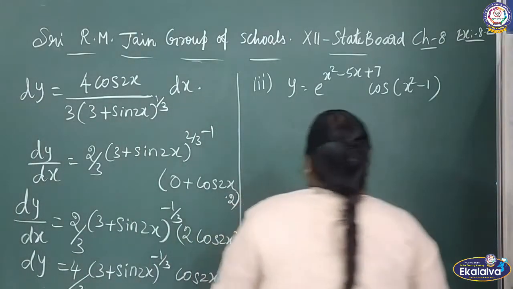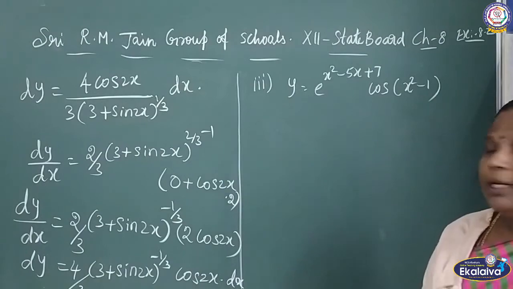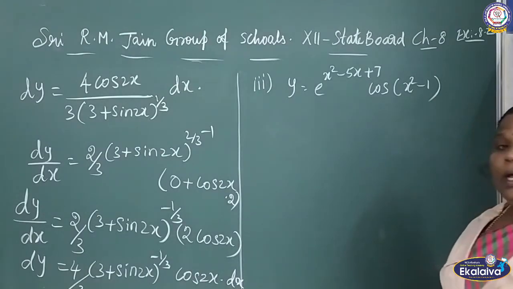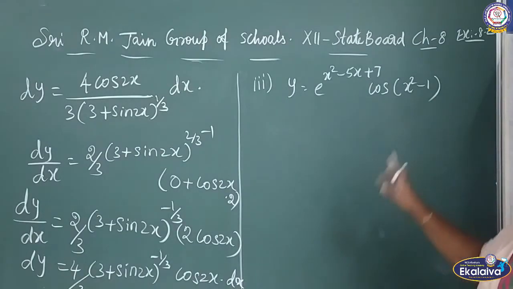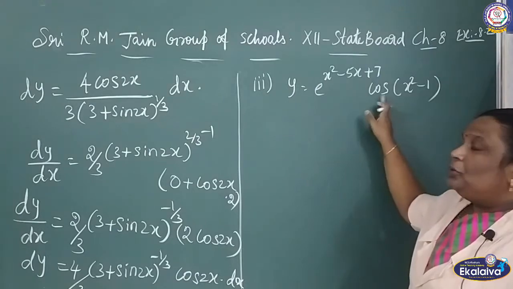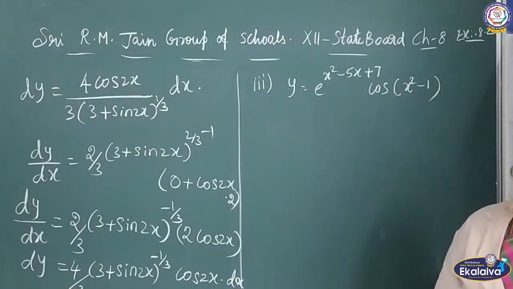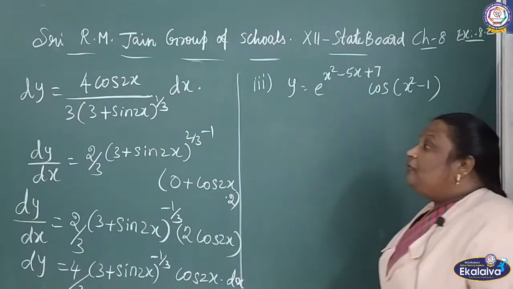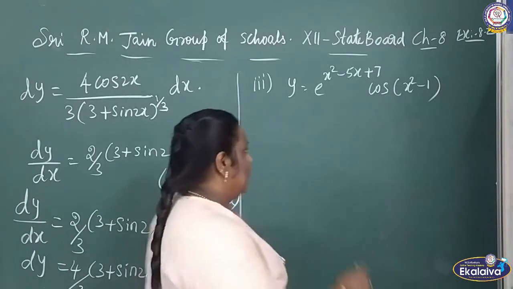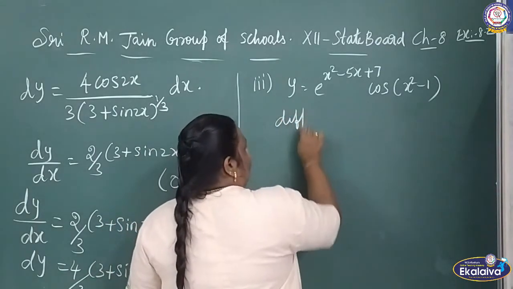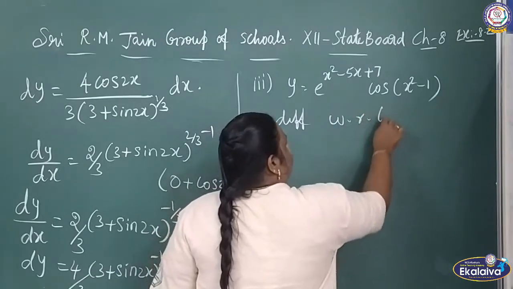Move on to the third one. What is the third one? y equals e power (x square minus 5x plus 7) into cos of (x square minus 1). It is a product rule because two x terms are there. So, differentiate with respect to x.